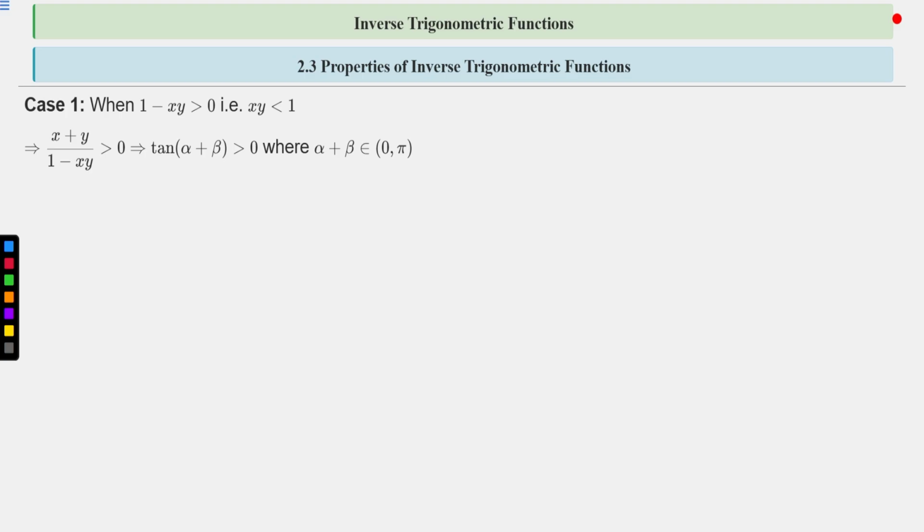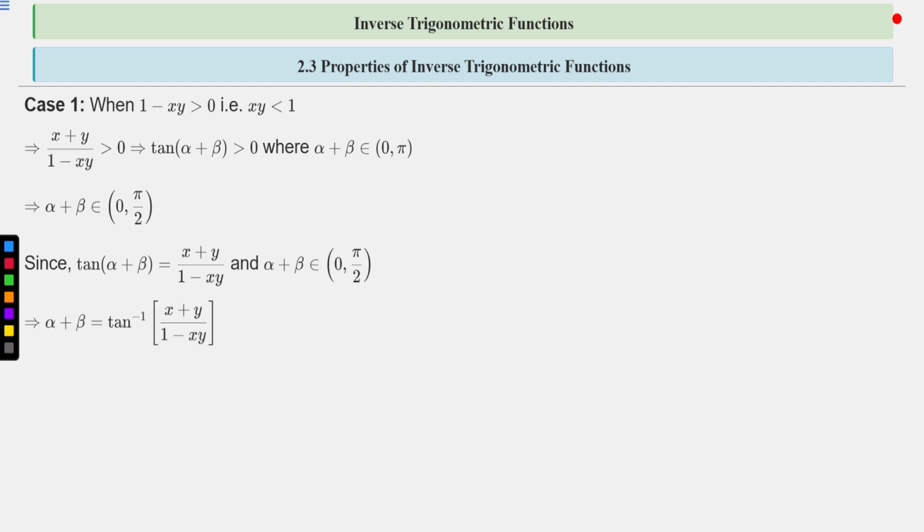Therefore, we can say that tan of (alpha plus beta) will be greater than 0, where alpha plus beta belongs to 0 to pi. This implies alpha plus beta belongs to 0 to pi by 2, because tan of (alpha plus beta) is equal to (x plus y) upon (1 minus xy), which is greater than 0. In the first quadrant, tan theta is positive. Therefore, alpha plus beta is lying between 0 to pi by 2.